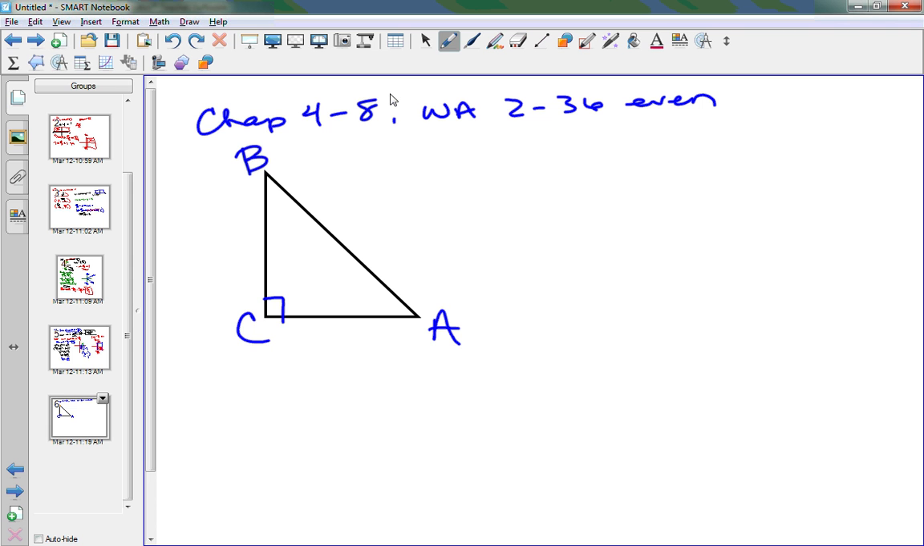Yeah, but that's not what I meant. I meant they could have chosen A to be the right angle. Yeah, but the right angle is always opposite the hypotenuse. And the lowercase c is the hypotenuse, right?